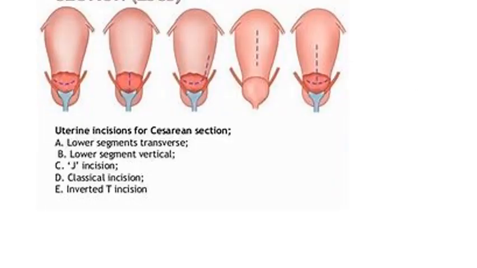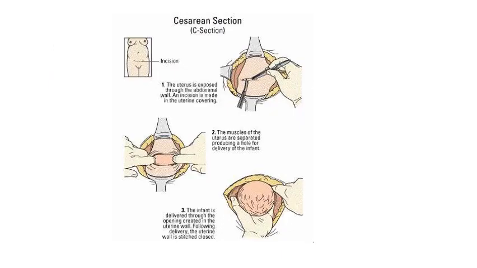In this diagram, we can see the various types of incisions on the uterus. In the first diagram, we can see a lower segment transverse incision. Then second one, lower segment vertical incision. Third one is a J incision. Fourth one is a classical incision. And the fifth one is an inverted T incision. So here we can see some of the steps of cesarean section up to the delivery of the fetal head.